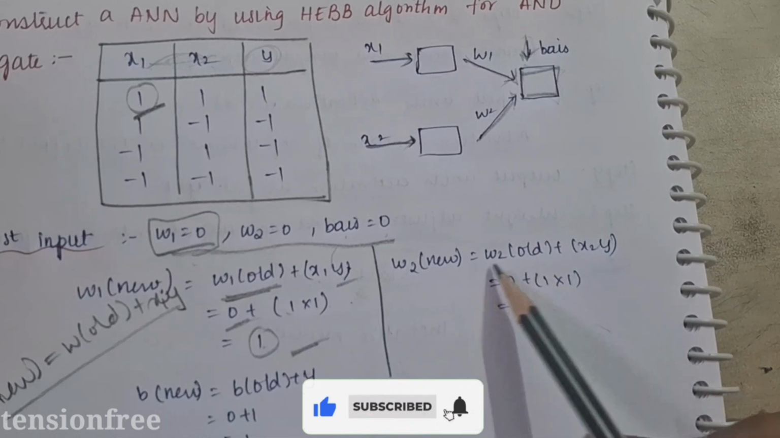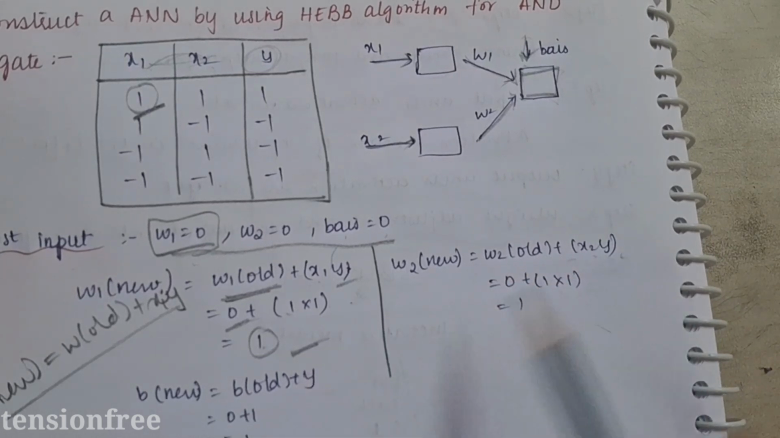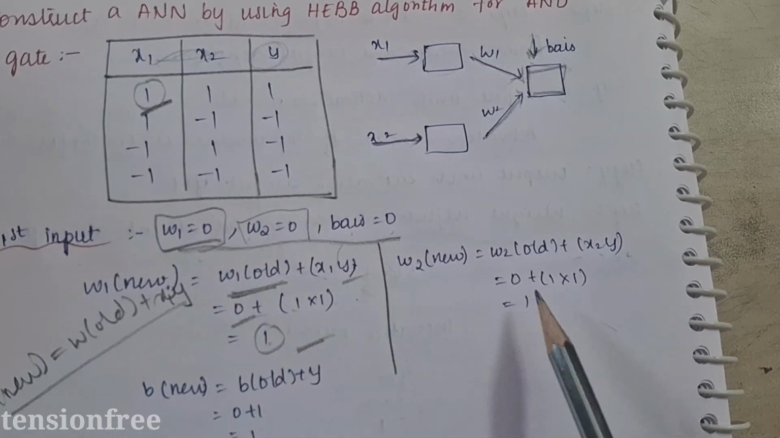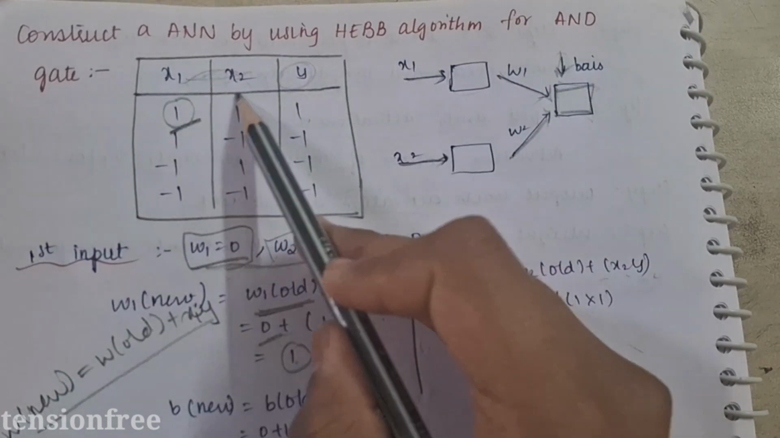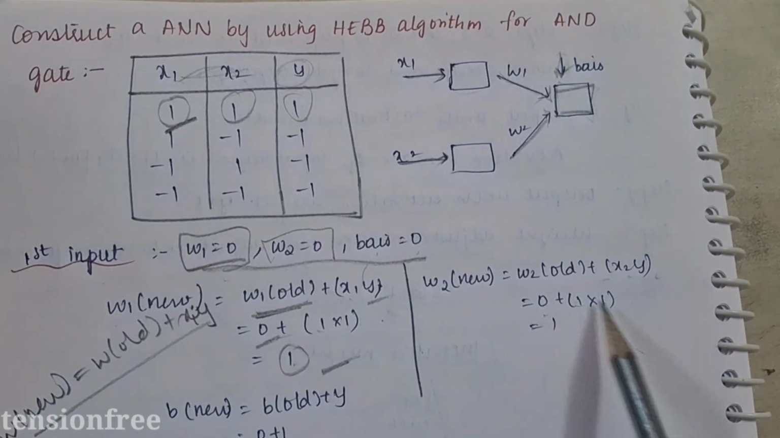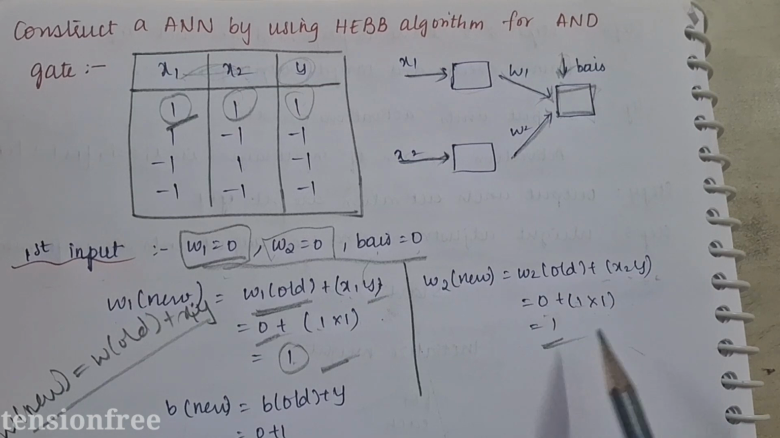In the second one, W2 old plus x2 y. What is the W2 old? We have initialized it as 0, right? That we have been writing here. What is x2? 1. And what is the y? 1 into 1 is 1. 0 plus 1 is 1. This is the second updated weight.